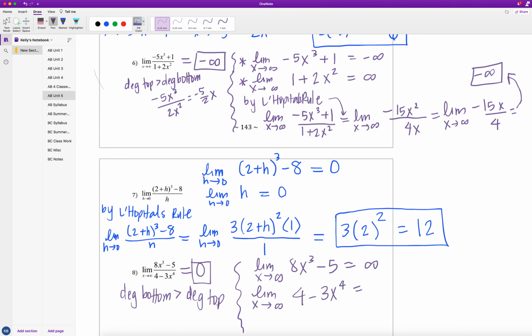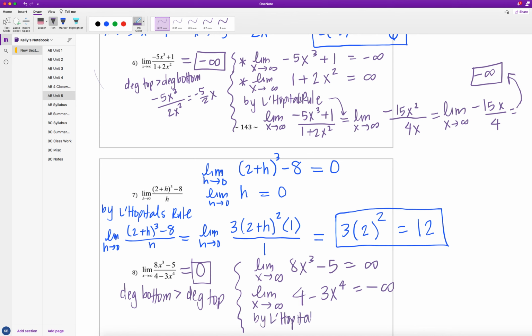That would leave us with subbing in a positive number to the 4th, which is positive, minus 3 though, so I would end up with negative infinity. That's fine, L'Hopital's rule still applies. It's an infinity over infinity case. So by L'Hopital's rule, let me see where I have enough space here. I think I can fit it down here.